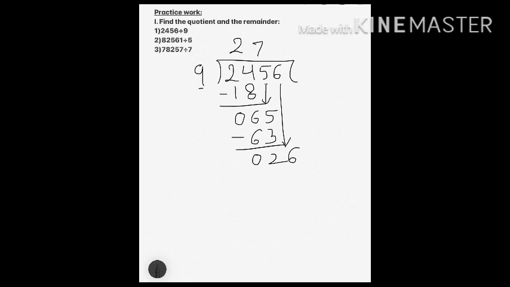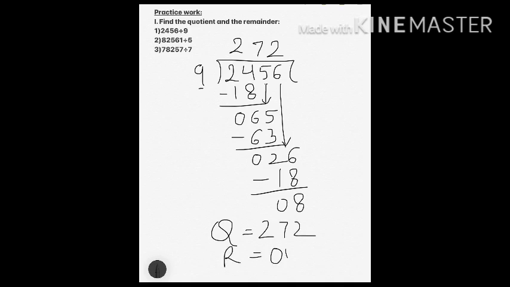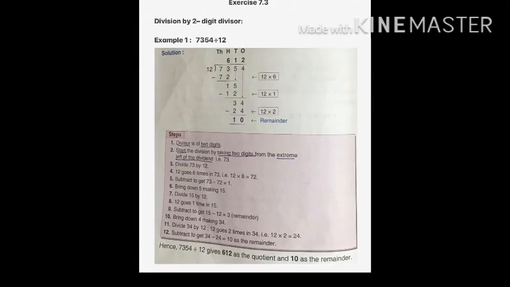So it will be 9 2s are 18, because 3s are will be a bigger number. So when I subtract, I'll get 8 here. So the quotient is 272 and the remainder is 8. Alright, so this way you have to do this division by a one digit divisor.